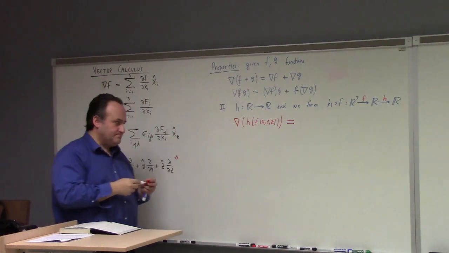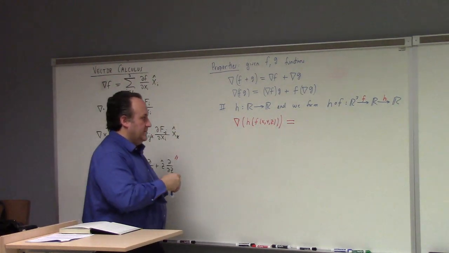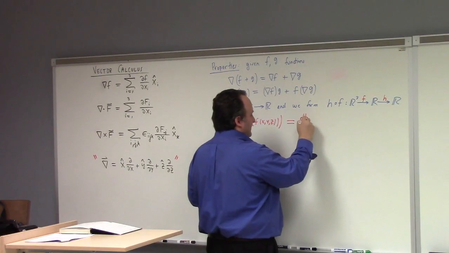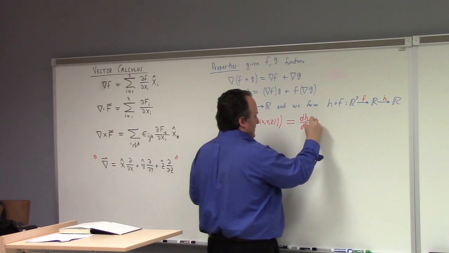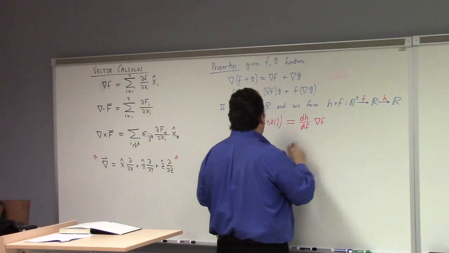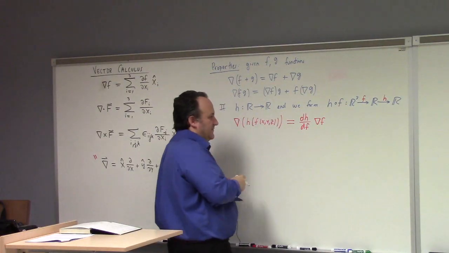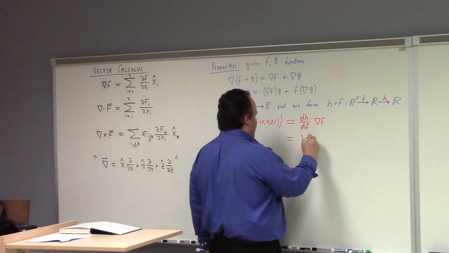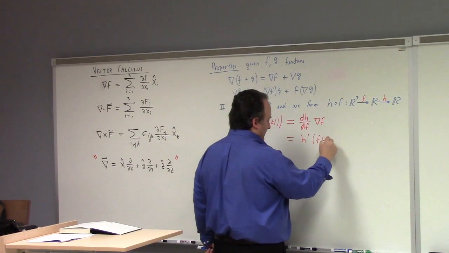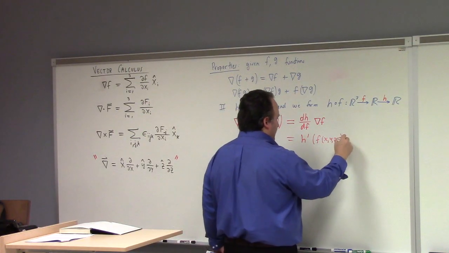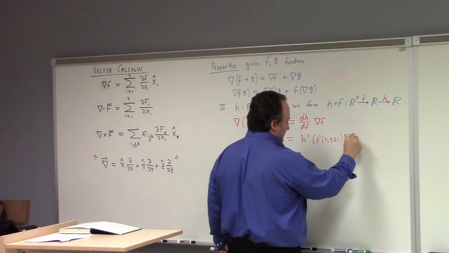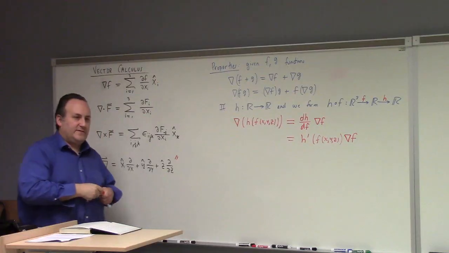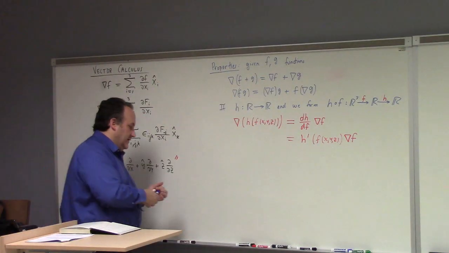That one, right? How'd that go? Well, we could write it this way: dH/dF times nabla F. In other words, more explicitly, H prime of F of X, Y, Z, times the gradient of F. Now that's the chain rule for the gradient. That's perhaps the most useful one in some sense.